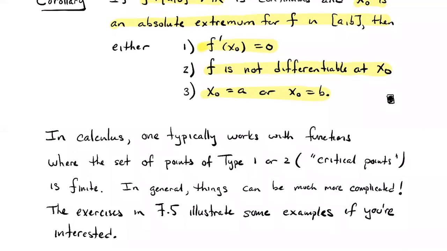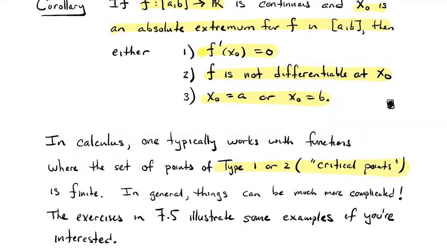Okay, so these critical points, things in the above corollary of type 1 and 2, usually in calculus courses there were just a finite number of them. So the set of these critical points was finite. But in general, things can be much more complicated. Okay, so we won't include the details here and really in the lecture in the Zoom meetings either. But if you're interested in such things, the section 7.5 exercises illustrate some examples in which functions have more critical points than you might be used to.